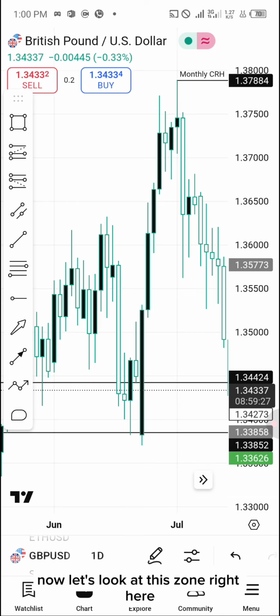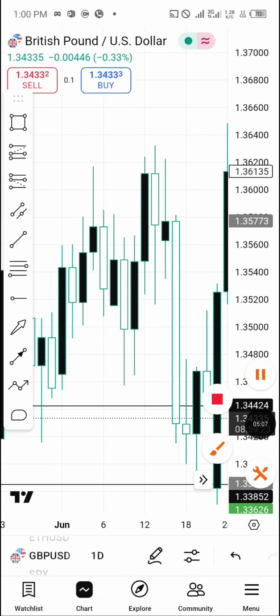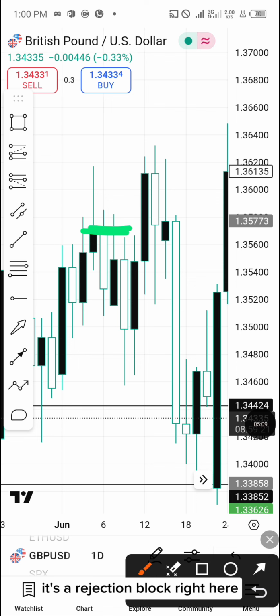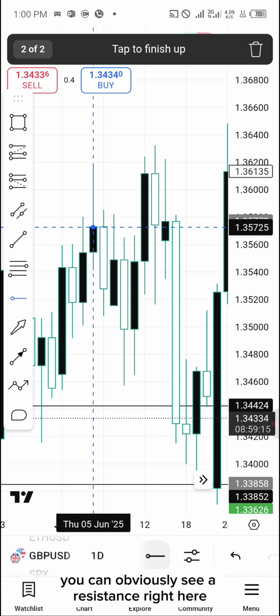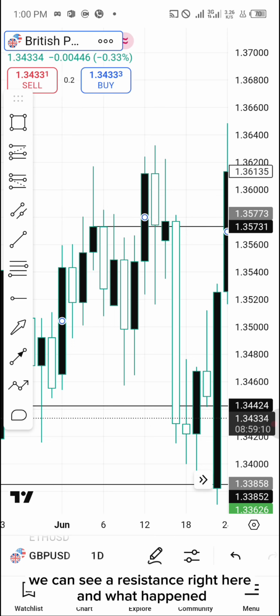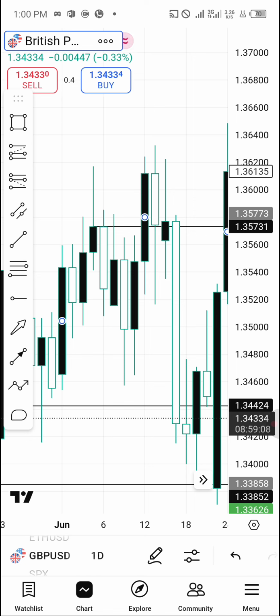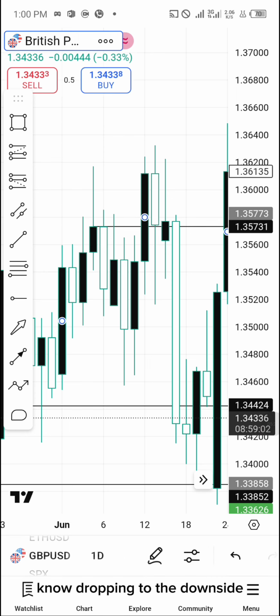Now let's look at this zone right here. This is a rejection block. That's a rejection block. I'm also going to explain that, but first of all, you can obviously see a resistance right here. We can see a resistance right here. And what happened? The next day candle went back at the resistance before dropping to the downside.